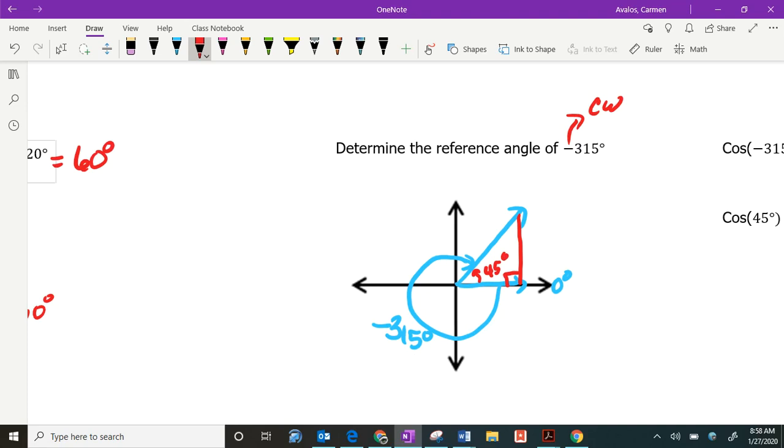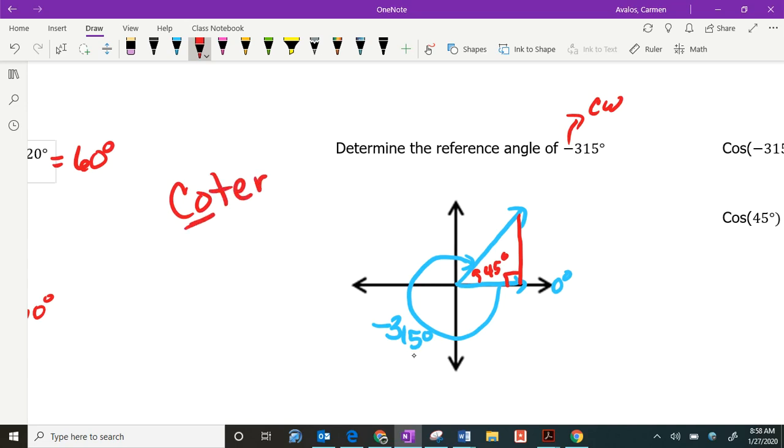So remember, a reference angle is always between 0 and 90 degrees. It's never going to be bigger. It's never going to be smaller. So the reference angle is always going to be positive because it's going to reference everything that's in the first quadrant. So these here are also called coterminal.